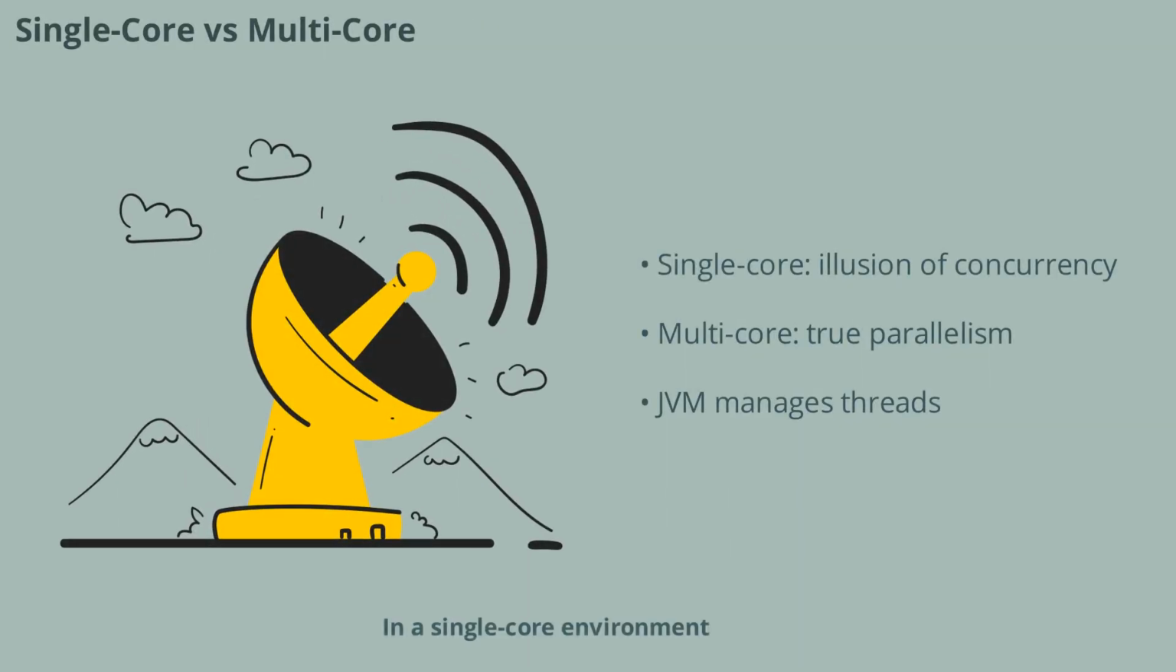In a single-core environment, Java's multithreading is managed by the JVM and the operating system, which switch between threads to give the illusion of concurrency. Threads share the single core and time slicing is used to manage execution. In a multi-core environment, Java can distribute threads across multiple cores, allowing true parallel execution and significantly boosting performance.